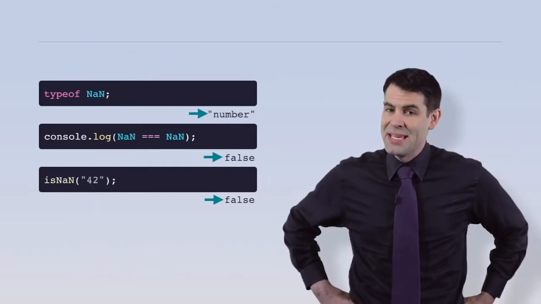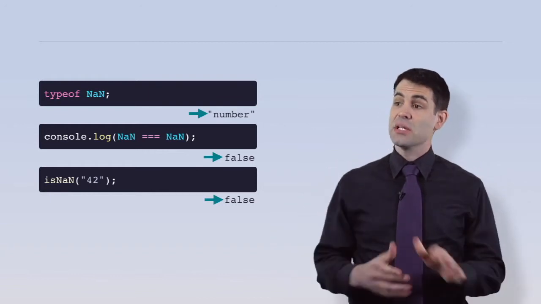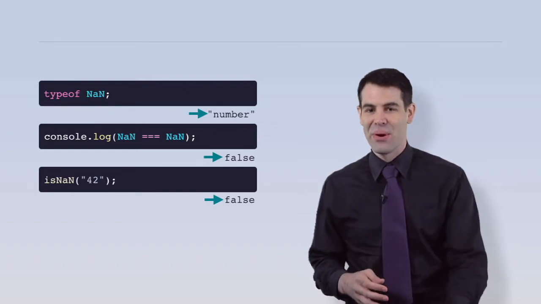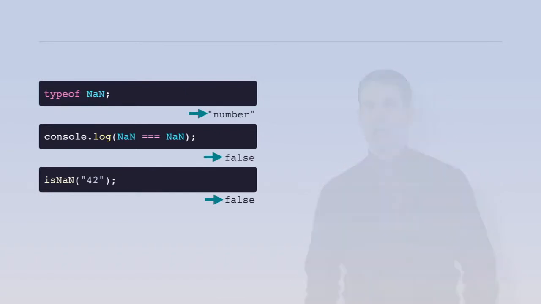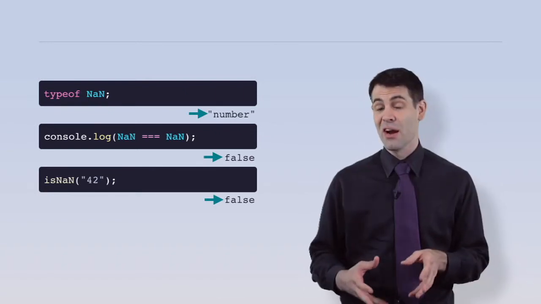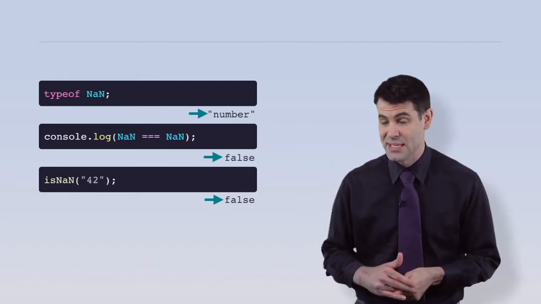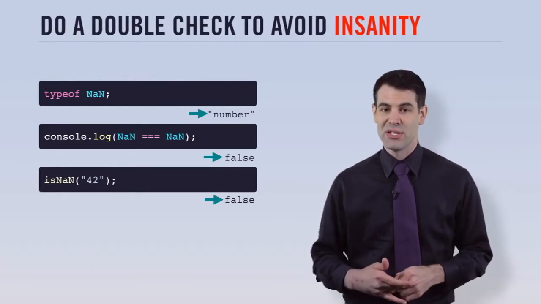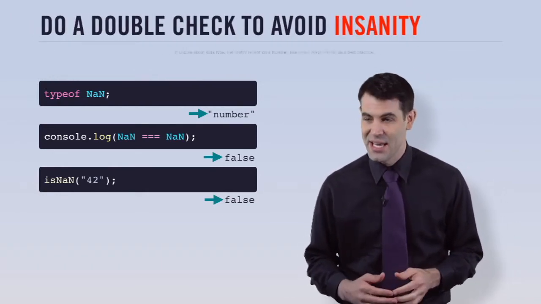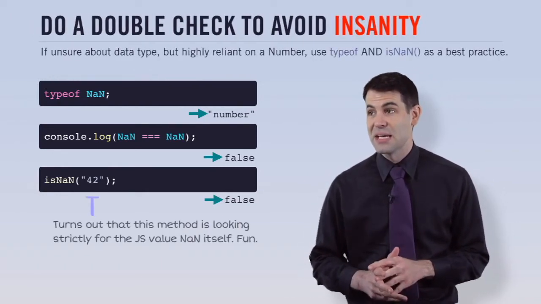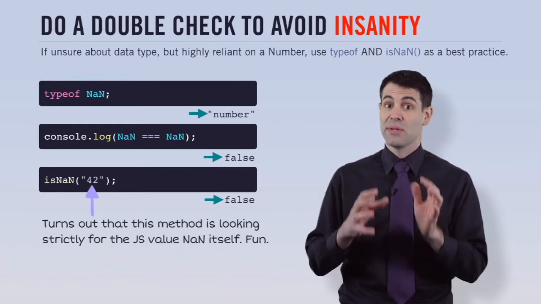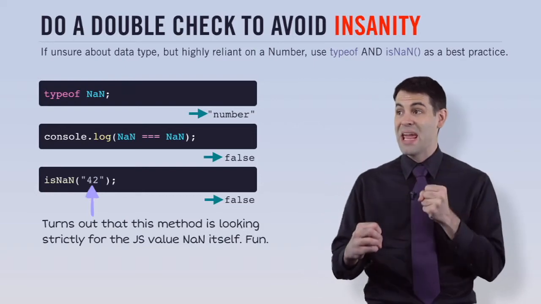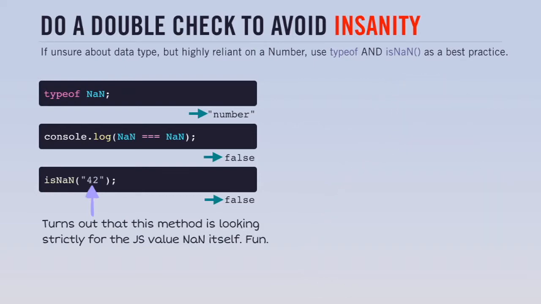And it turns out this isNaN method is actually looking strictly for the value NaN itself. Fun. What we want to give you here in terms of best practice is please, for your own sake, do a double check to avoid insanity. If you're unsure about the data type, but you're very highly reliant on the fact that it is a number, you've got to use typeof and isNaN as a best practice.